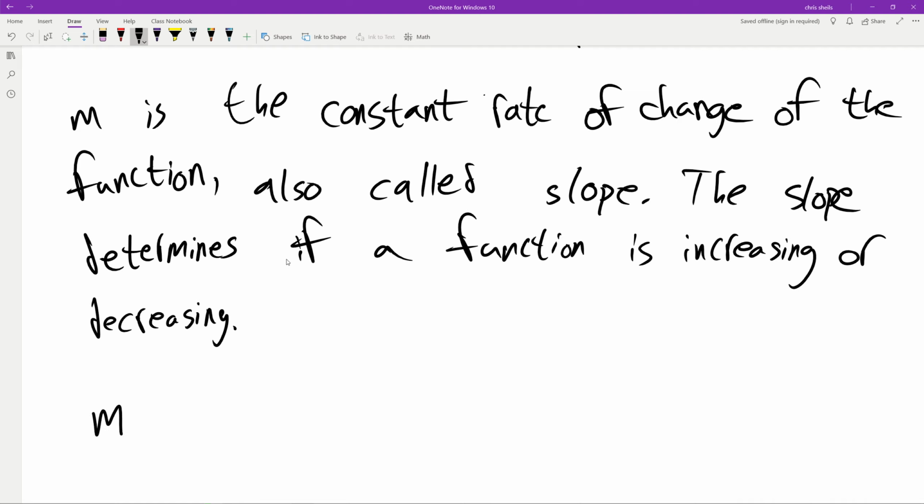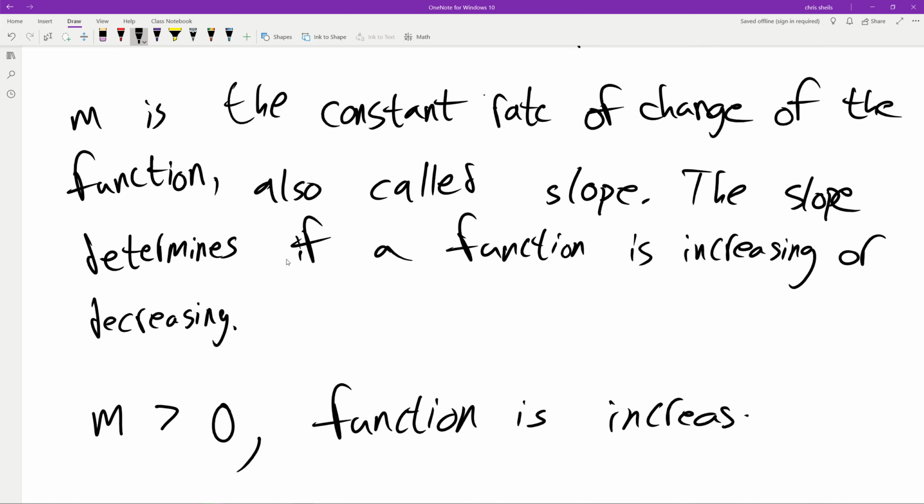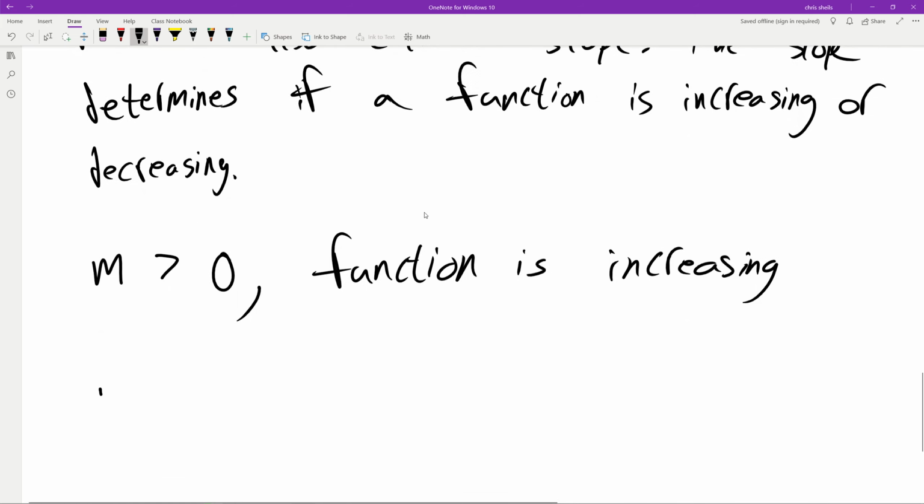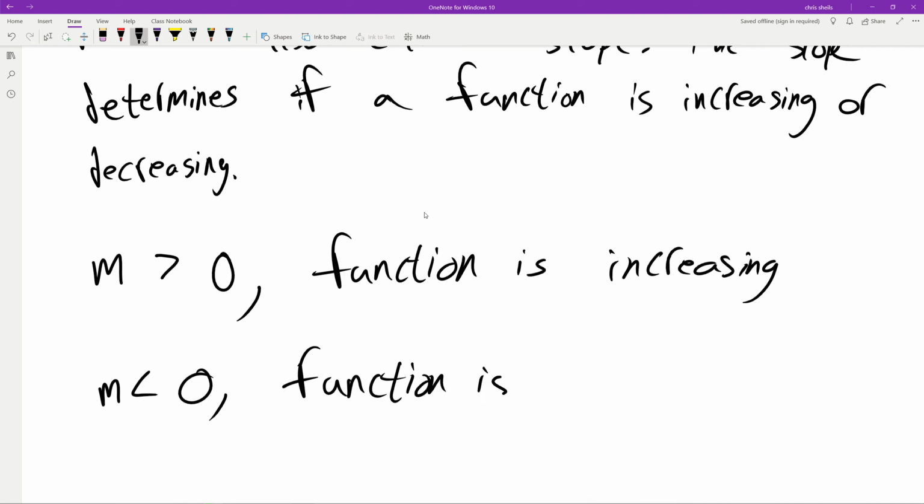So if my slope m is greater than 0, then my function is increasing. If m is less than 0, my function is decreasing.